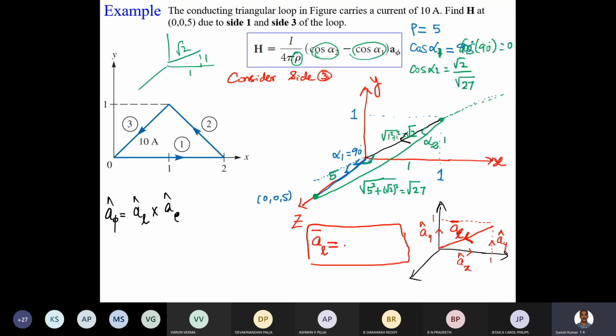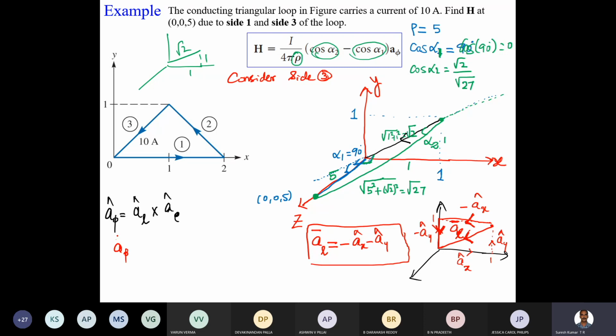Okay, let me just write the answer. It should be minus AX minus AY. The reason is that the sum of the horizontal and the normal vectors will yield this AL vector. This vector is in the minus AX direction, so it is minus AX, and going this way it is in the minus Y direction. So the sum of this vector plus this vector will give you this vector. So minus AX minus AY gives you the AL vector.